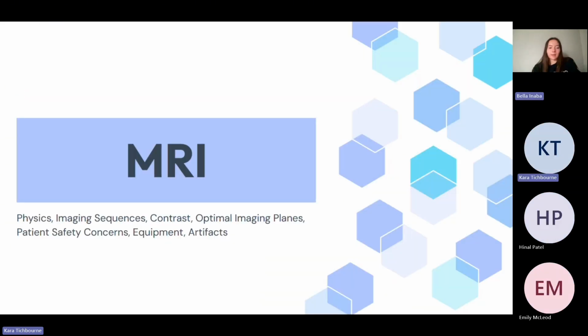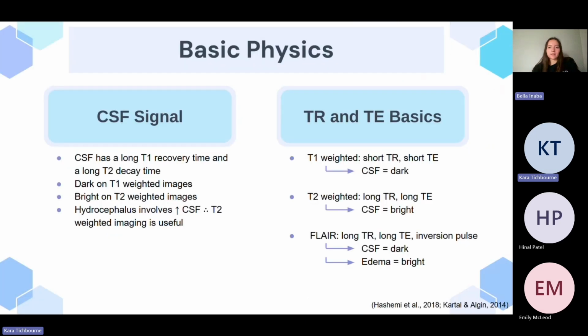And now we're going to talk about the MRI involvement. So hydrocephalus involves an abnormal increase in CSF, so MRI sequences that demonstrate fluid are especially important in this case. CSF has a long T1 recovery time and a long T2 decay time, and because of this, CSF appears dark on T1 weighted images and bright on T2 weighted images. T1 weighted images use a short TR and a short TE, while T2 weighted images use a long TR and a long TE.